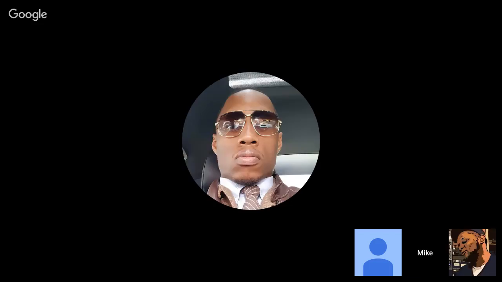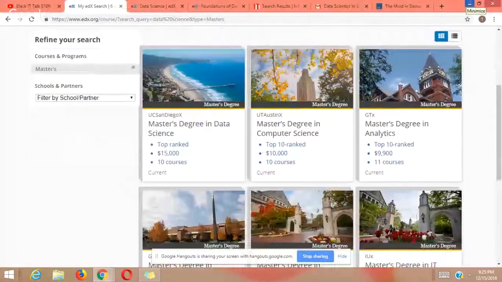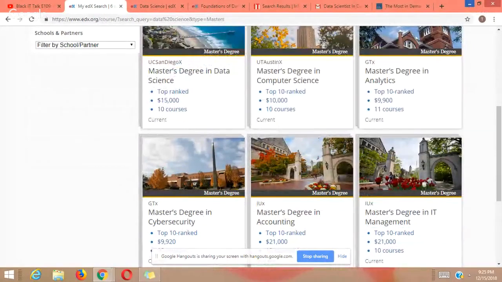So let me share my screen one more time. All right, so you have several master's degrees in data science. UC San Diego had a MicroMasters program and a professional certificate on edX, and that program actually walks you into their master's degree program. It only has 10 courses, so $15,000 for the degree.